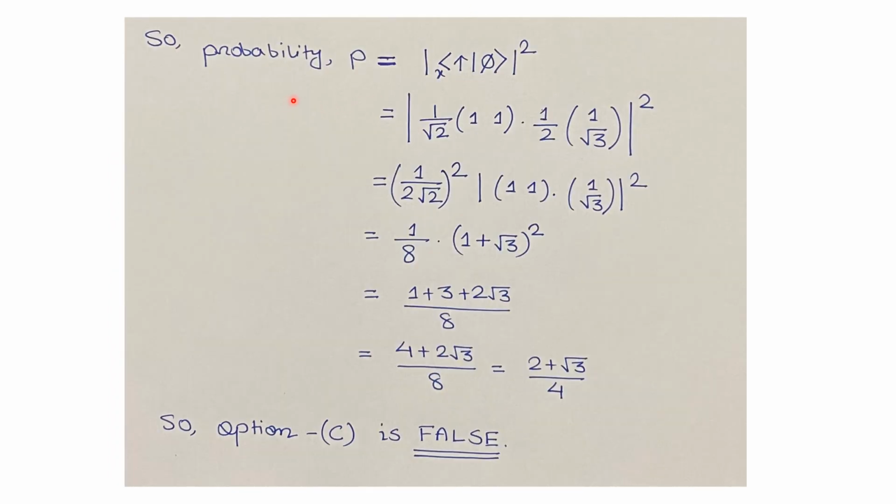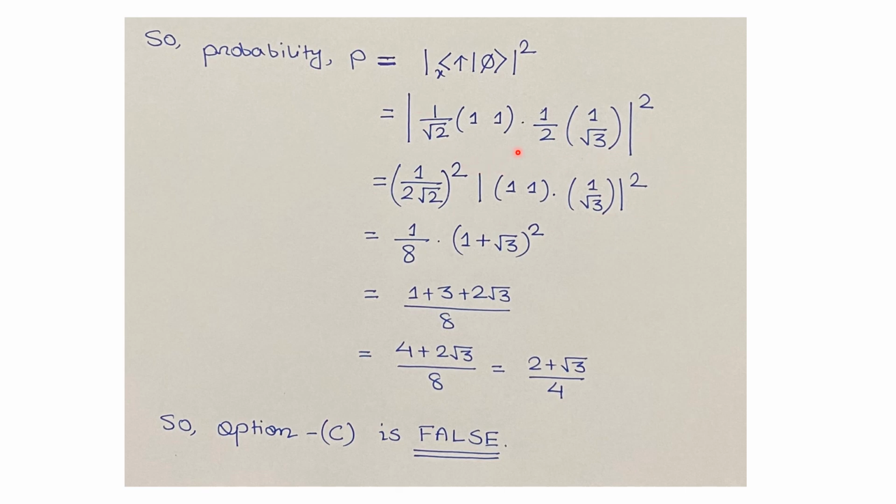Now in the spin state 1 by 2 times the column matrix (1, root 3), upon the measurement of Sx cap operator, the probability for obtaining up spin state is given by P equals mod square of inner product between the up spin state and the phi state. So this bra of up spin will give this row matrix, 1 by root 2 times the row matrix (1, 1), and the phi state will be 1 by 2 times the column matrix (1, root 3), and we have to take mod square of this.